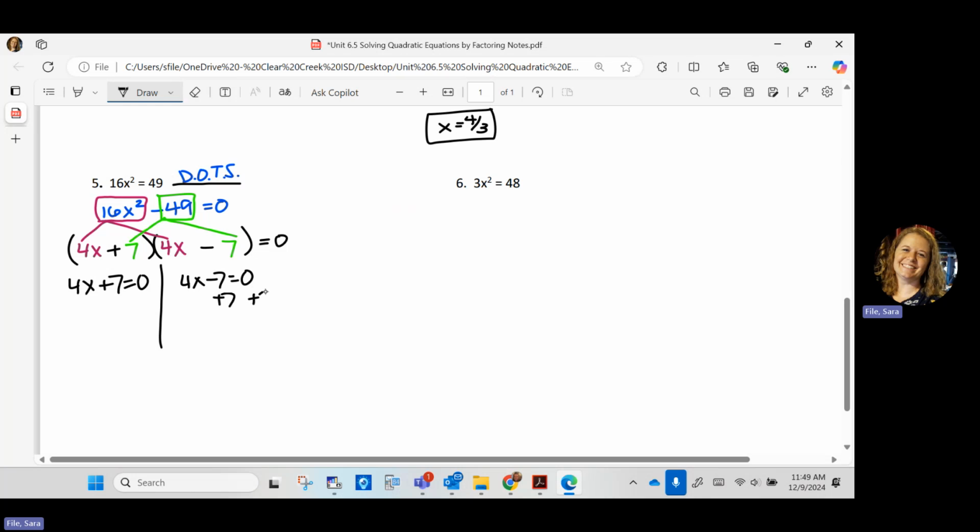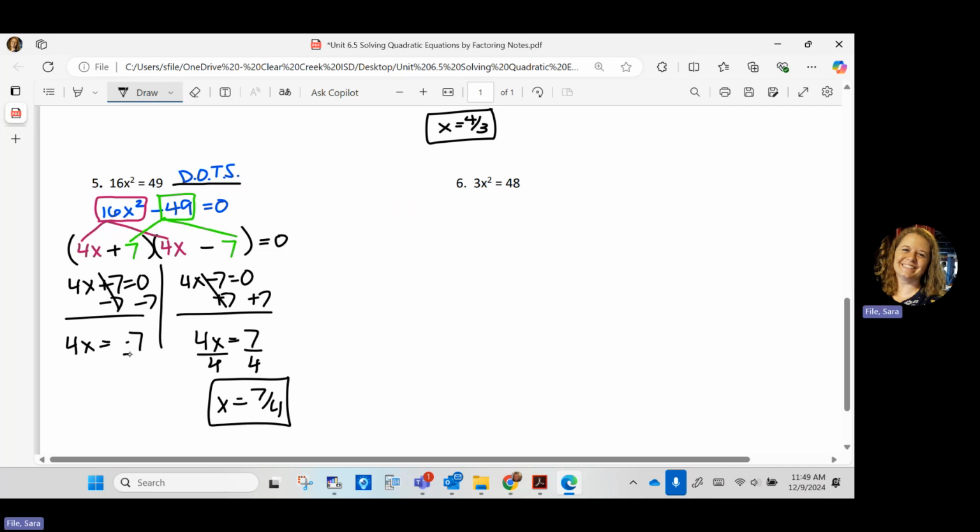So over here, I would add the 7 and divide by the 4. And I get positive 7/4. Over here, I have to subtract the 7 to move it. And then divide by the 4. So I get negative 7/4. So nearly identical answers, just one is positive and one is negative.